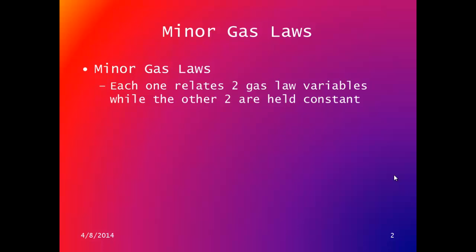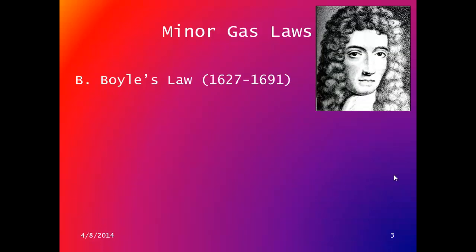The first of the minor gas laws that we'll look at is called Boyle's law, named after Mr. Boyle. This is a relationship that was first discovered during his lifetime, so that would be in the 1600s. It's been around for a while. And this is the relationship that relates pressure and volume. So those are the 2 things that we will allow to change, pressure and volume. The things that we will hold constant are temperature and amount.